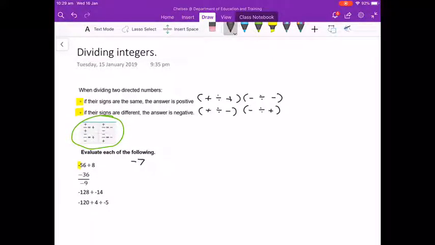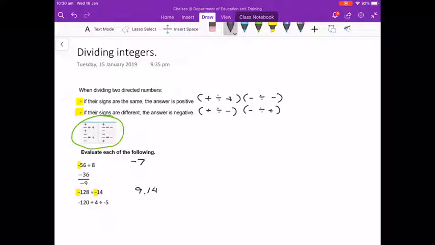We have negative 128 divided by negative 14. Now 128 divided by 14 is 9.14 if we round it to two decimals. Let's look at the symbols. Two negatives make a positive. Let's look at the next question.